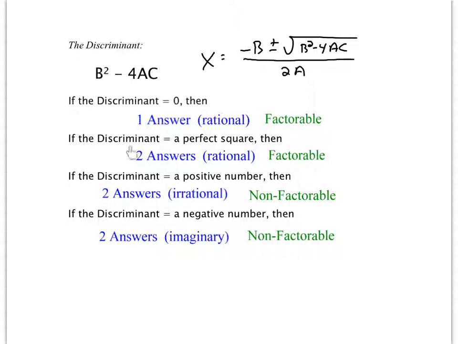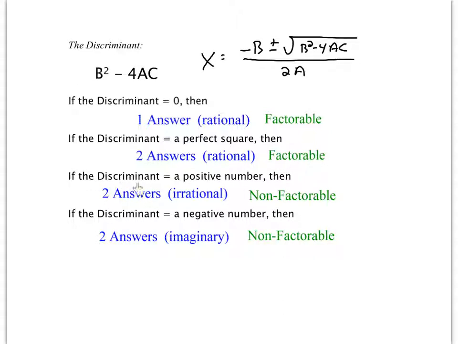If the discriminant is a positive perfect square, then we're going to have two answers. They're both going to be rational because for a perfect square, the radical is going to become a nice rational number. And now, this also would have been factorable. We could have solved this by factoring if I wanted to.